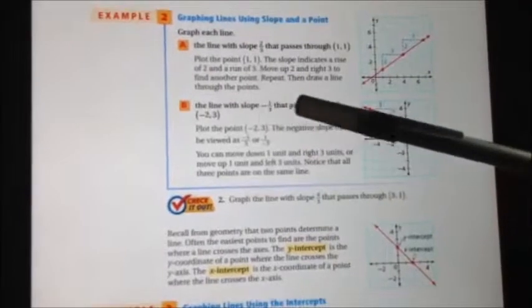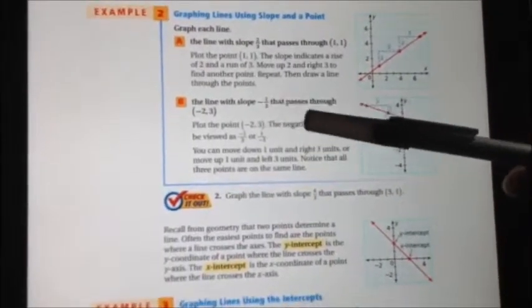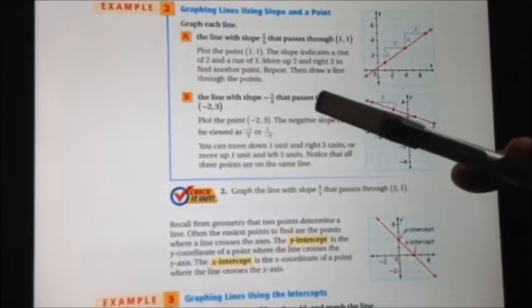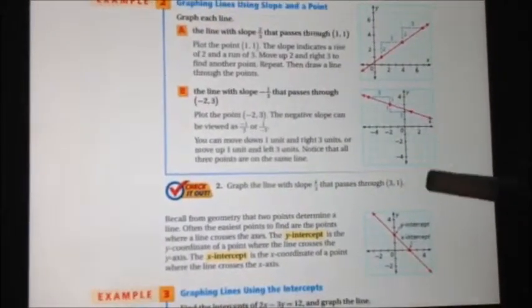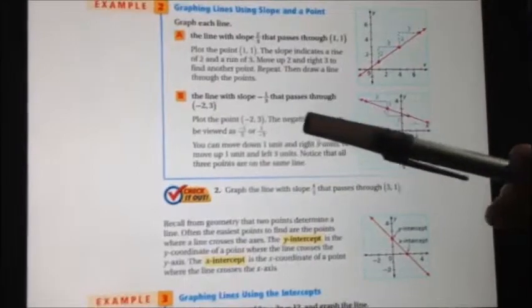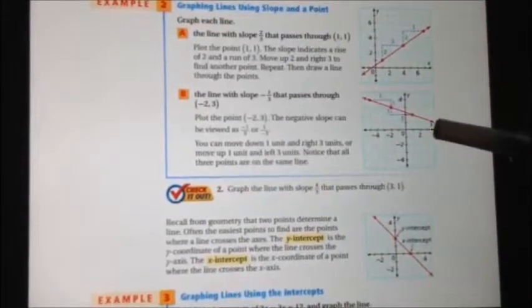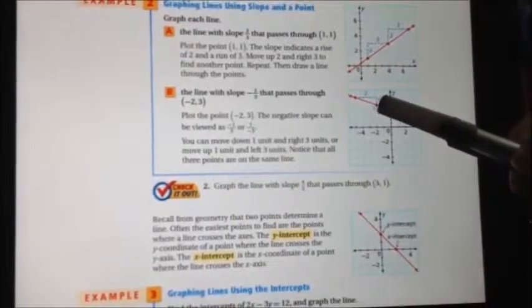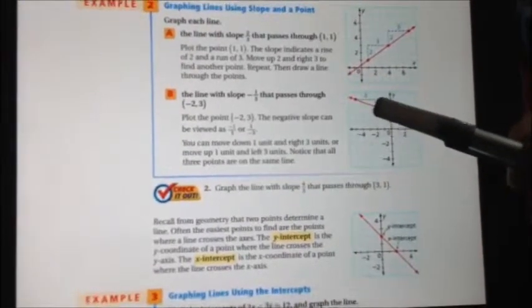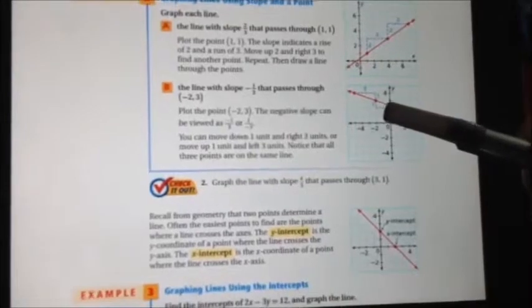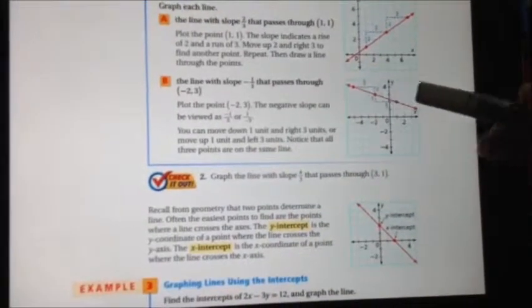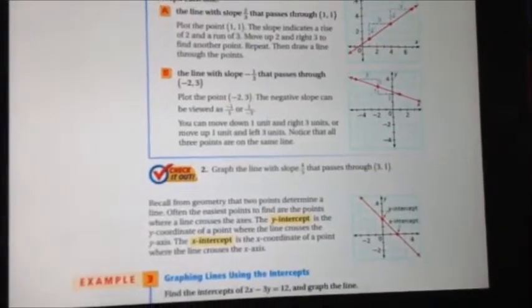In example 2b, the line with slope -1/3 that passes through (-2, 3). So like the same, you plot the point (-2, 3) here, and then you go down 1 because it's a negative number, and move 3 spaces to the right, 1, 2, and 3, and you draw the line.